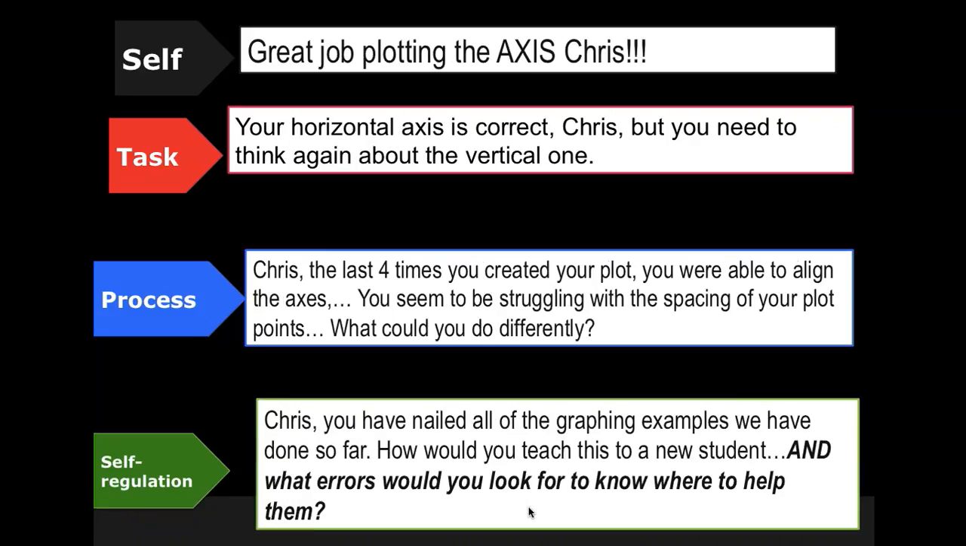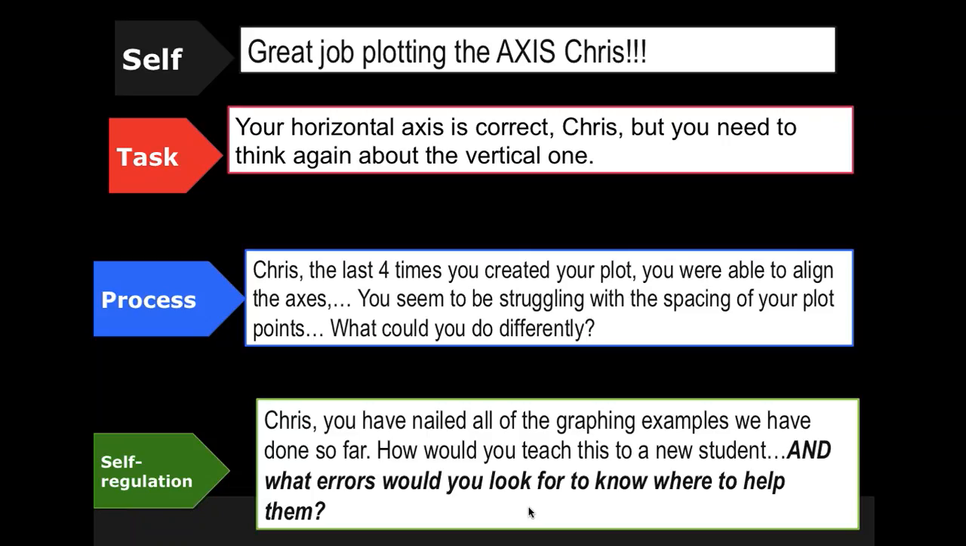I'll leave this up for just a moment. Simple example when we're plotting an axis in math. You're getting the horizontal one correct, the vertical one's off. Last 4 times you did it, why do you think you're doing it now? Notice in that process example there, it's related to the strategies they're using.